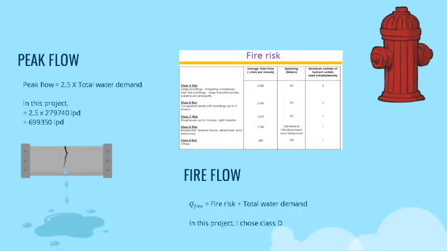Next, for the peak flow is 2.5 times the total water demand. In this project, I've calculated and got 699,350 liters per day. For the fire flow, Q fire is equal to the fire risk plus total water demand. To choose the fire risk, we can refer to the fire risk table. In this project, I chose class D.